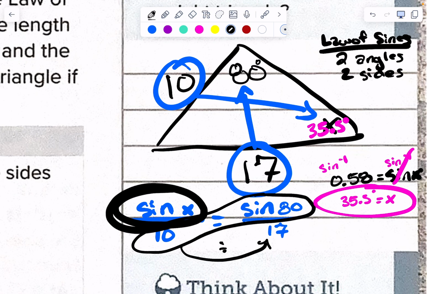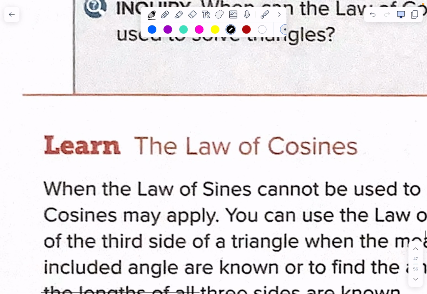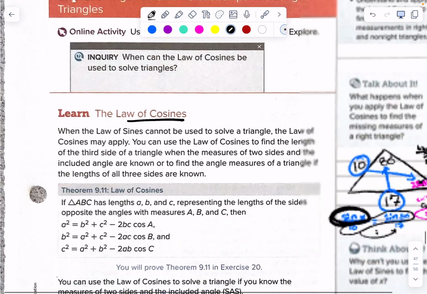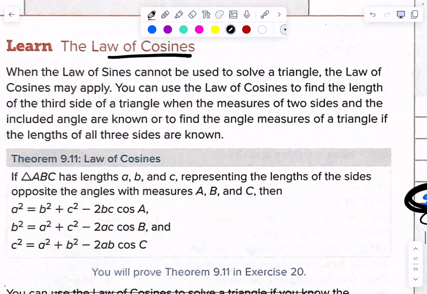Now, we're going to switch it. The law of cosines. You know you're doing the law of cosines when you have three sides and only one angle. That's when you do the law of cosines.